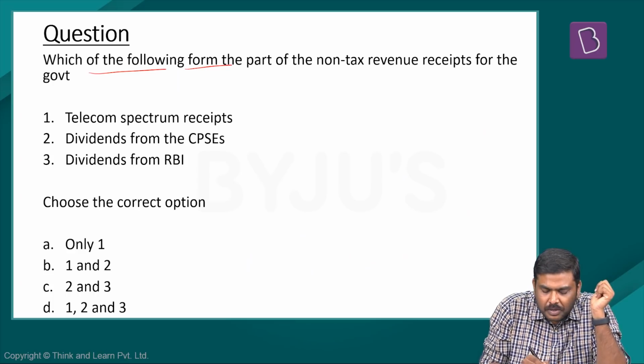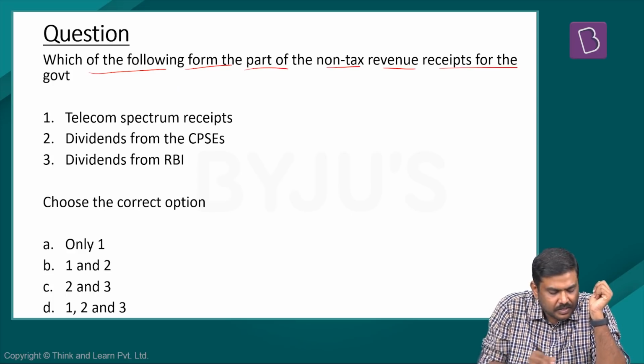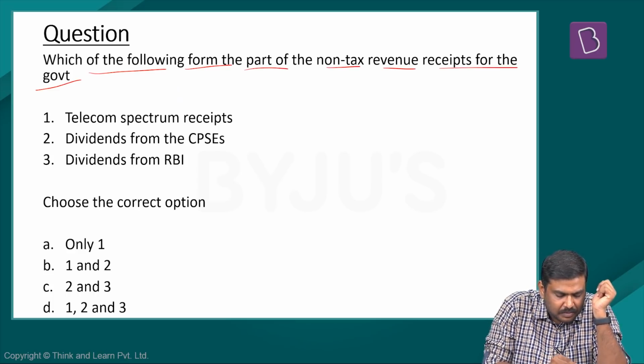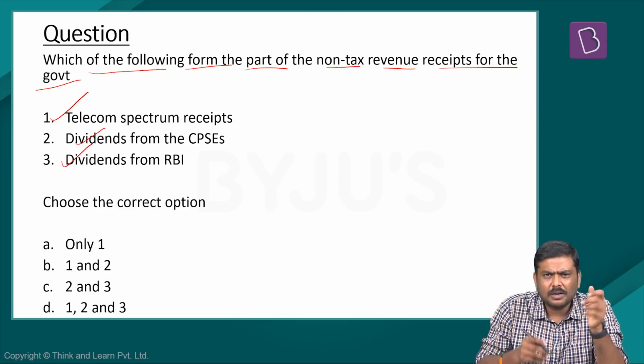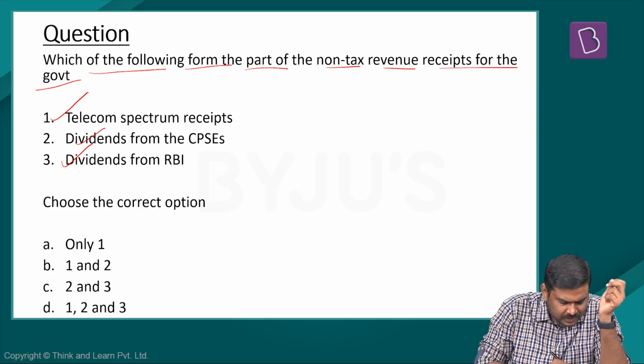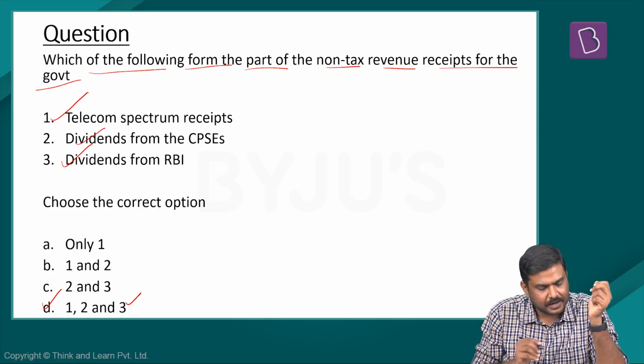Which of the following form part of non-tax revenue receipts for the government? Telecom spectrum receipts, yes. Dividends from CPSEs, yes. Dividends from RBI or surplus transfer from RBI. All the three are correct. Option D is the correct option here.